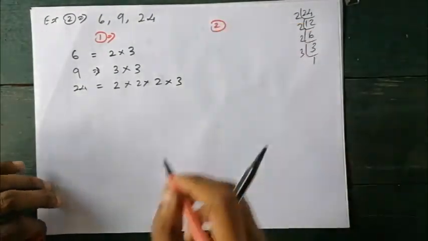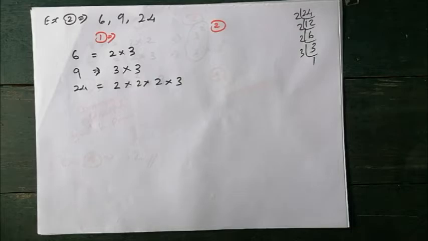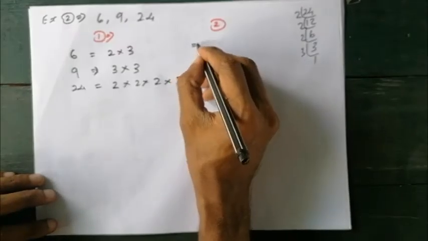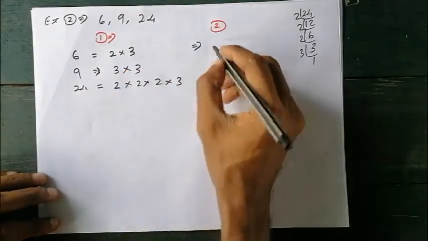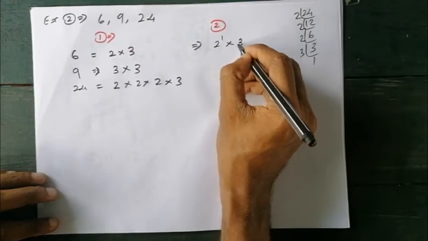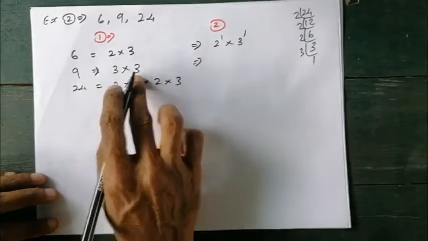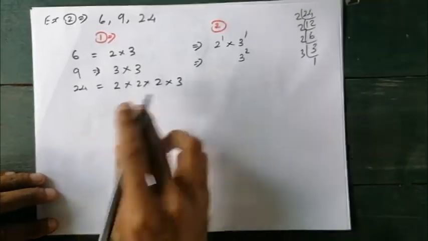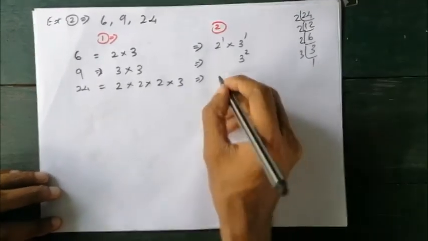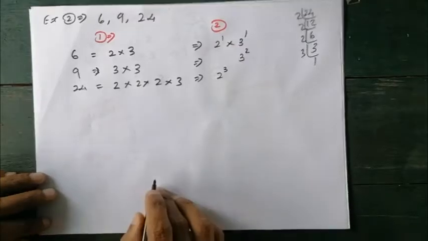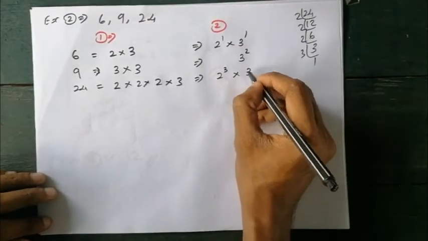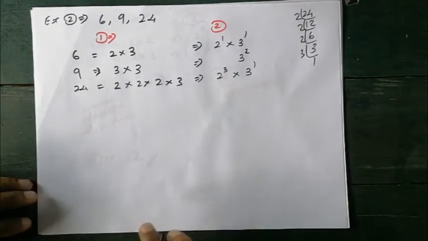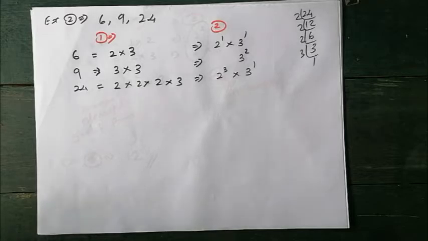Second step, we are going to write the factors in power form. So 2 into 3 is 2 to the power 1 and 3 to the power 1. 3 into 3, we can write as 3 squared. Then 2 to the power 3, 2 cube, and 3 to the power 1. Okay. What is the third step?